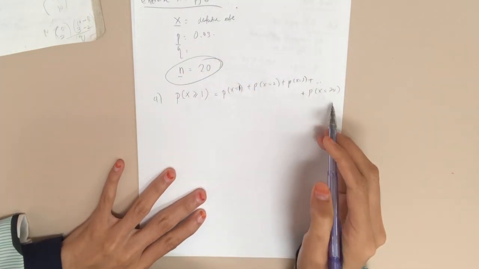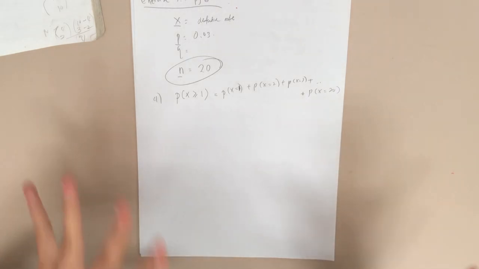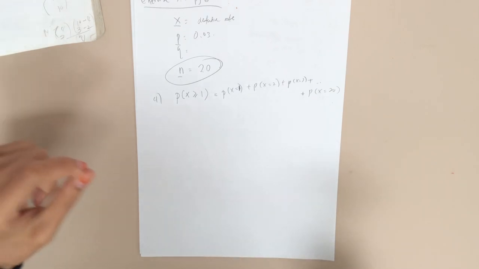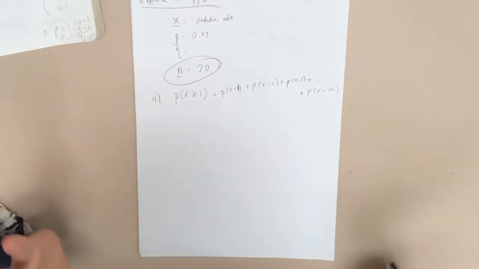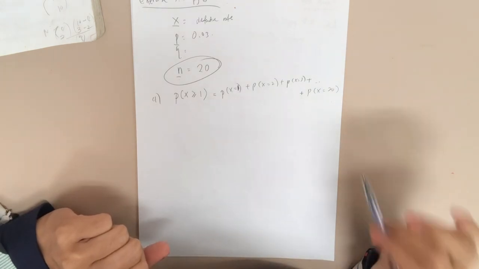P(X = 20). Until X equal to 20, because you have 20 trials. When we say at least one, it means 1 and above, which means 1 until the end of trials. Class, right? I mean, when I look at it, I feel, oh, so many to calculate, right? Wow, so many that we want to calculate here.